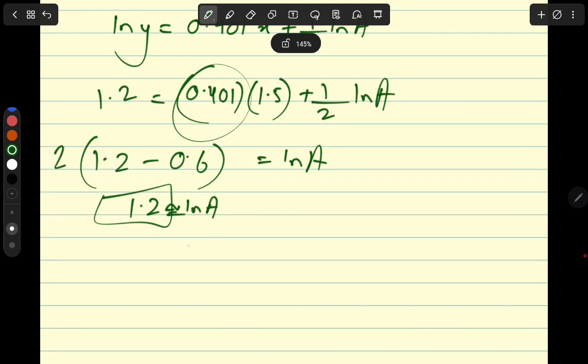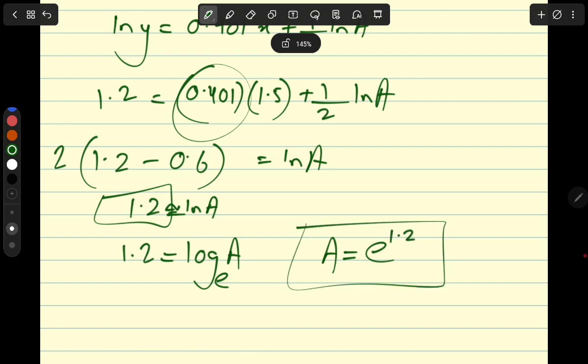Now ln a is nothing but log a to the base of e, equal to 1.2. So now when I convert this back into the logarithmic form, this becomes a equal to e to the power of 1.2, and again this is an approximate value. So this is as simple as that. This is approximately going to be equal to 3.31, right? And this is the answer that you are going to leave.